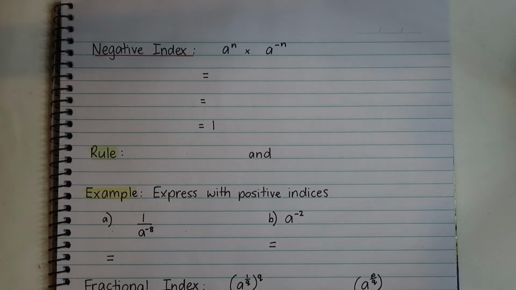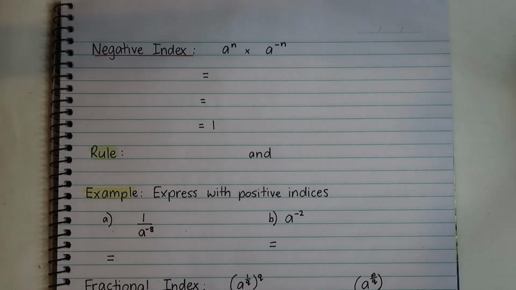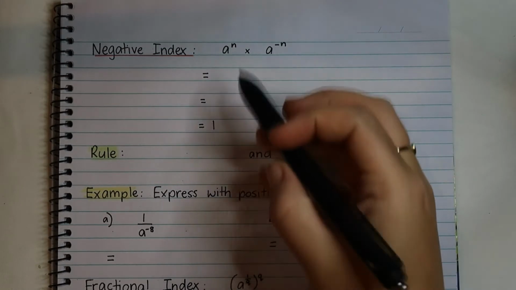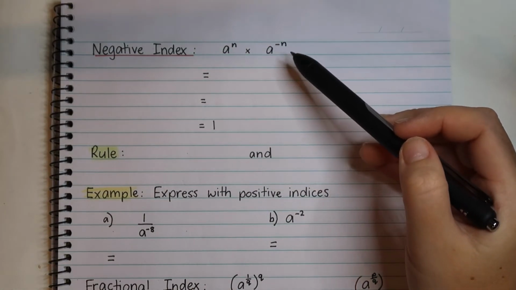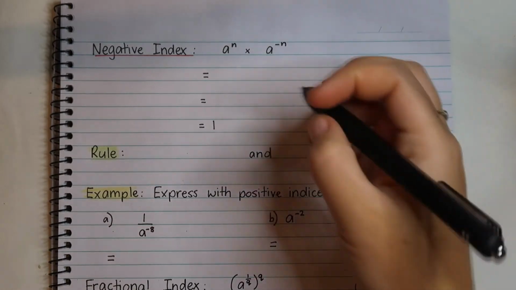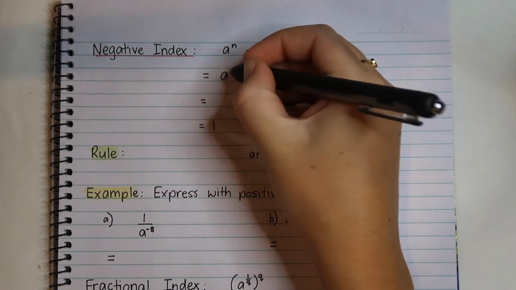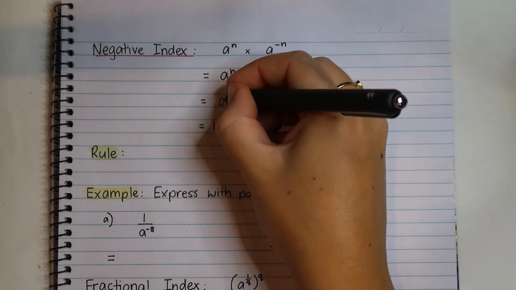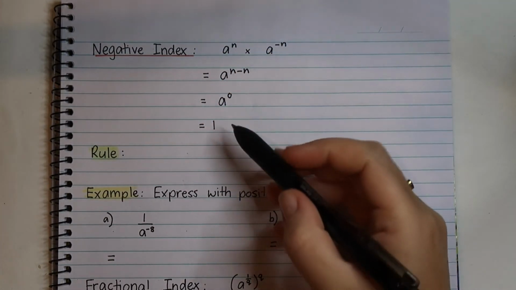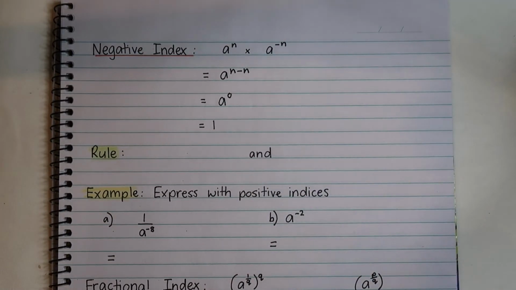Similarly, we can demonstrate a meaning for a negative index. Suppose a to the negative n did exist. Then we could write a to the power of n times a to the power of negative n. And using our laws that we already know, that would be a to the power of n minus n. This then equals a to the power of 0, which equals 1. This shows that a to the power of negative n is equal to the inverse of a to the n.